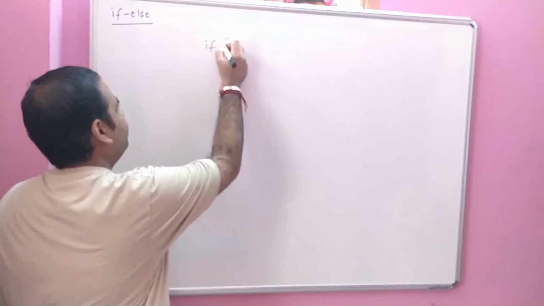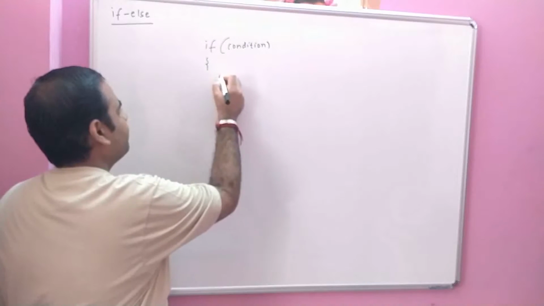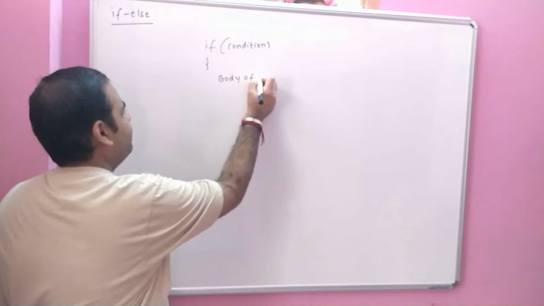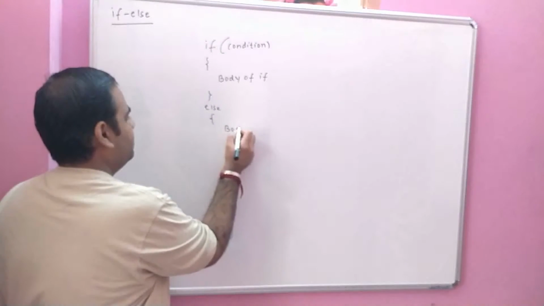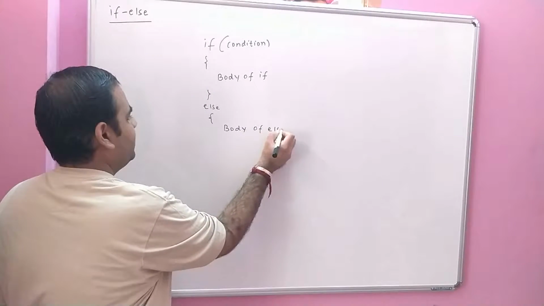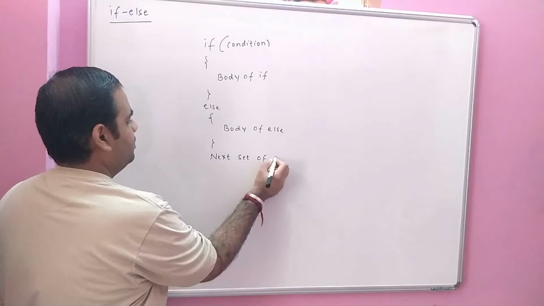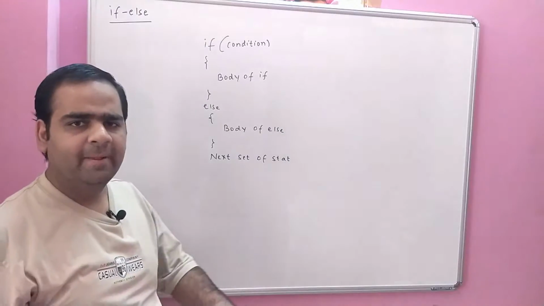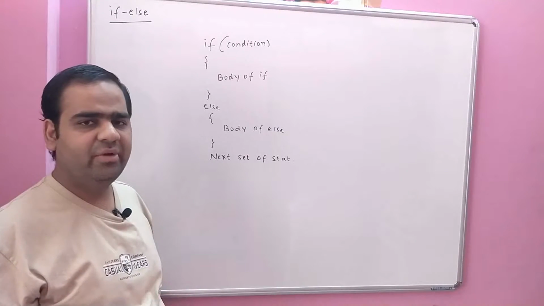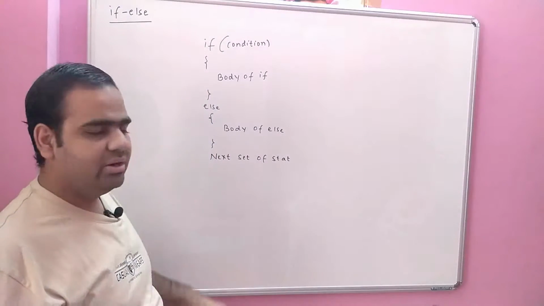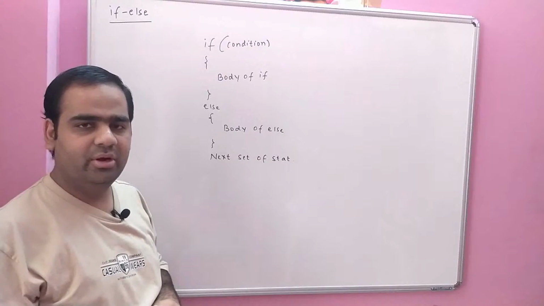We write if, then we write the condition over here. This is the body of if, else we write here the body of else, and we execute the next set of statements. Now what does it say? First the condition is evaluated. If the condition evaluates to true, then the body of if gets executed. If the condition evaluates to false, the body of else gets executed.